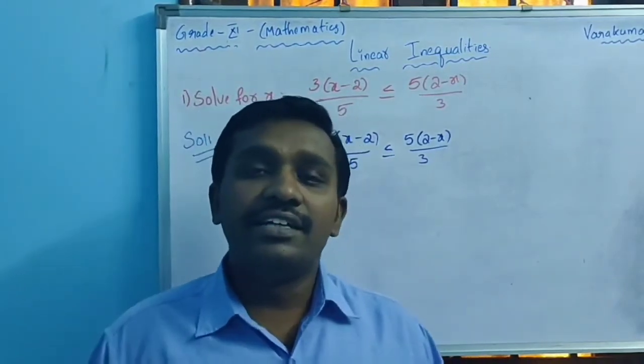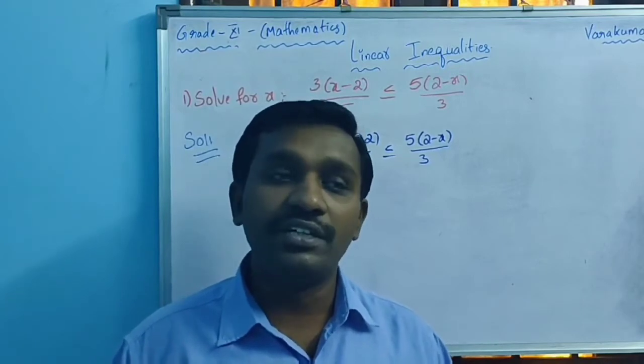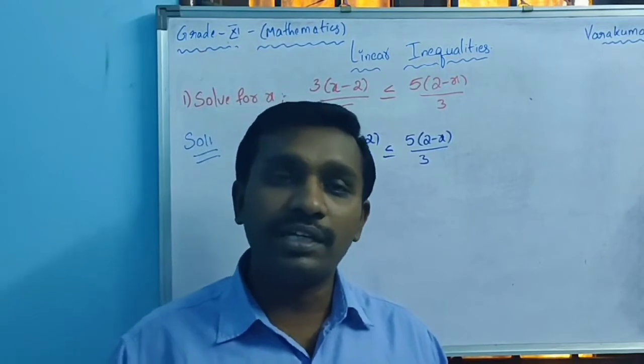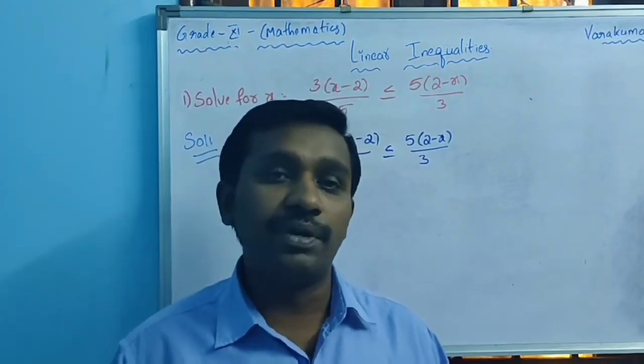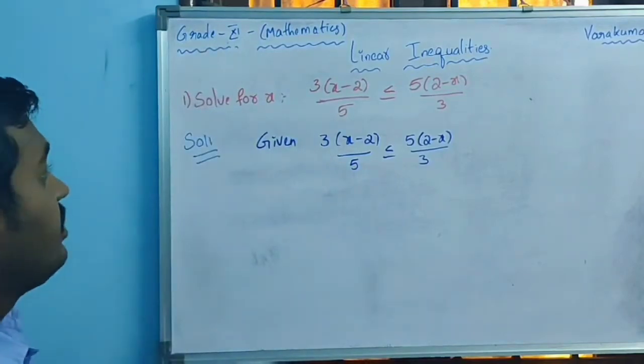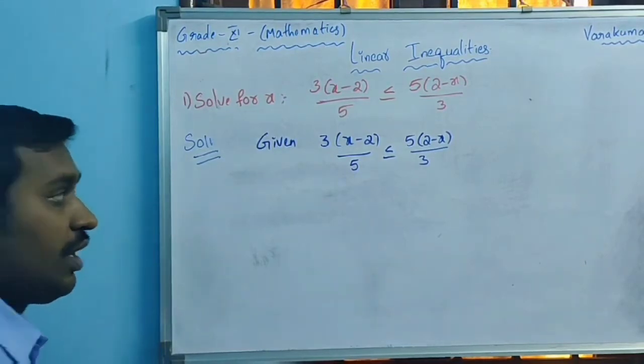In the earlier sessions, we have learned how to solve some linear inequality problems. Today we'll solve one simple problem, then we'll go to some other different kinds of problems. Look at the board. There's a problem on the board. Solve for x: 3 times (x minus 2) by 5 less than or equal to 5 times (2 minus x) by 3. So this is a very simple one, which you know already.